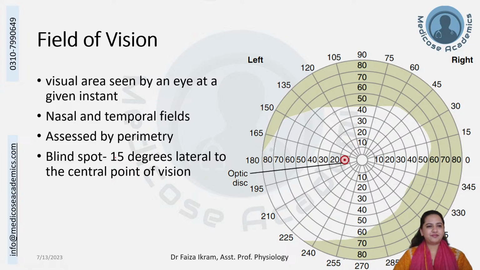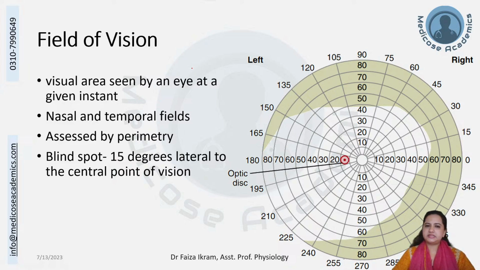We are talking about field of vision continuously. We said that it's a visual area seen by the eyes at a given instant, nasal half, temporal half. Clinically, you can evaluate it with the help of perimetry. You will also be doing it in your physiology labs.